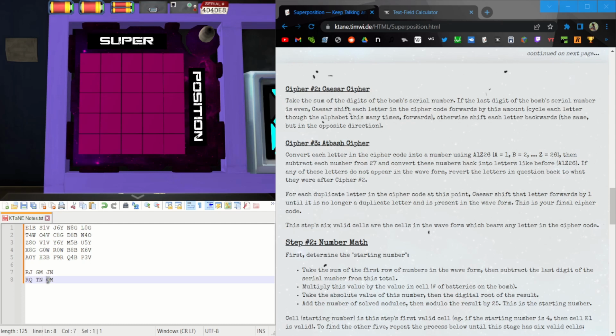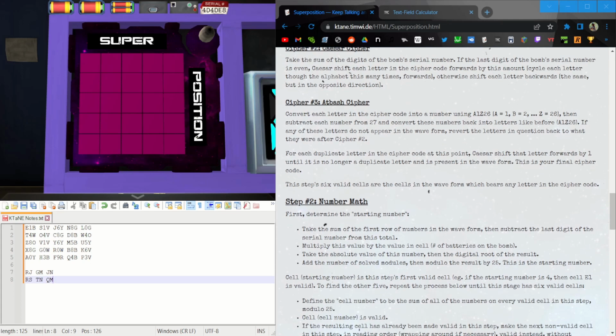And now we have duplicate letters. We have 2 Quebecs here. For each duplicate letter, Caesar shift that letter forward until it is no longer a duplicate letter. In this case, we always do the first one. The first one is this Quebec here. Add 1 to get Romeo. Now Romeo is also right here. So in this case, we do one more and get Sierra. Now, actually, looking at this, the order doesn't matter here.